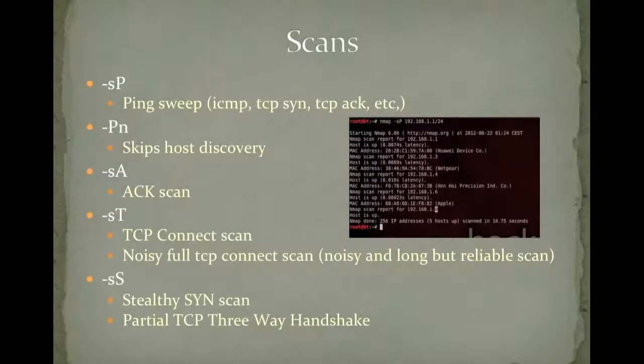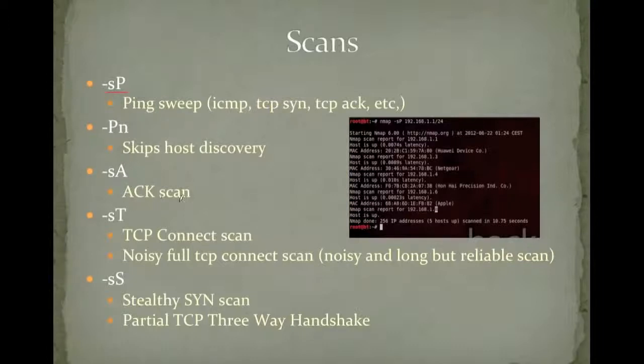So these are the different scans. -sP is a ping sweep. Nmap gives you the option of using different types of ping sweep. The default is ICMP, but you can also use TCP SYN and TCP ACK. I will include an Nmap cheat sheet that will give you all the options. -PN skips host discovery, so it skips that and just assumes the host is online.